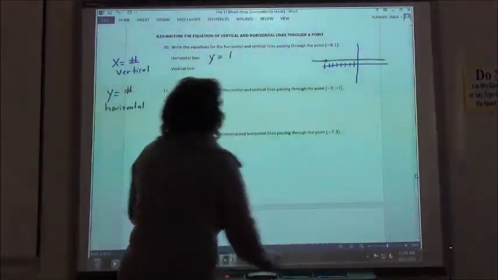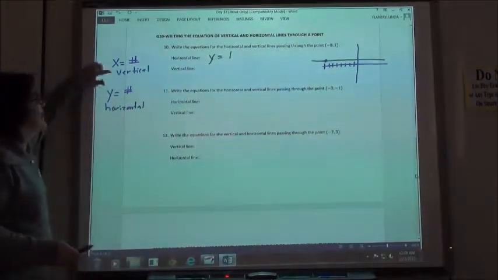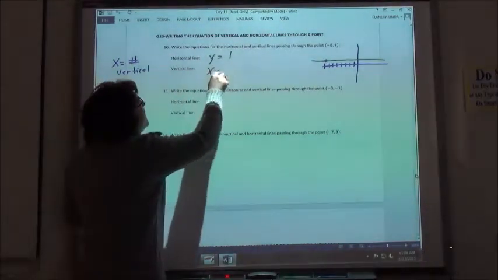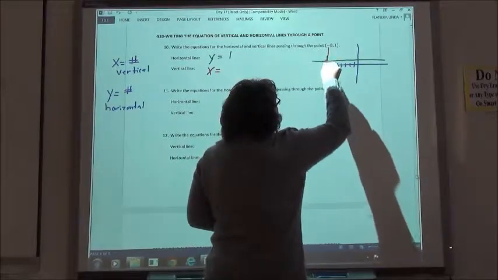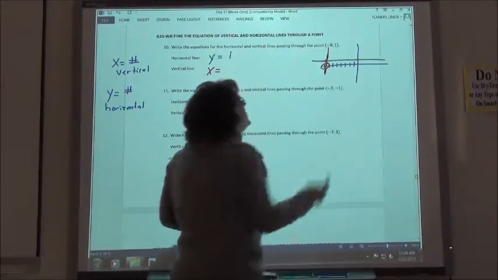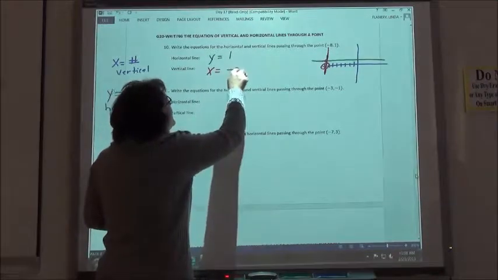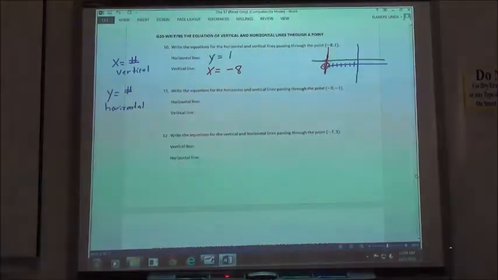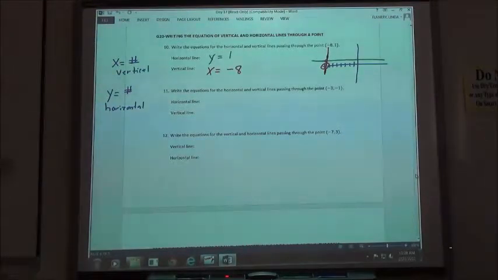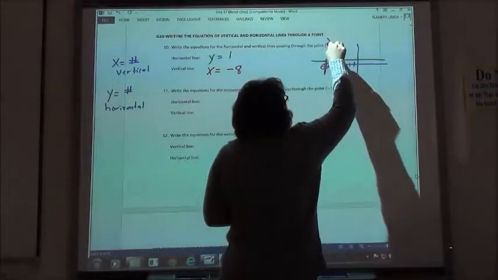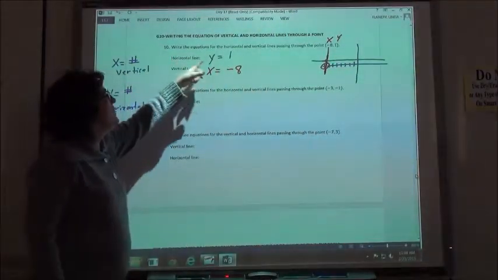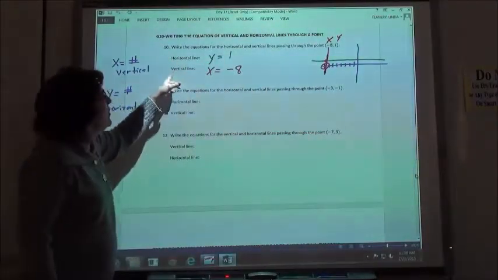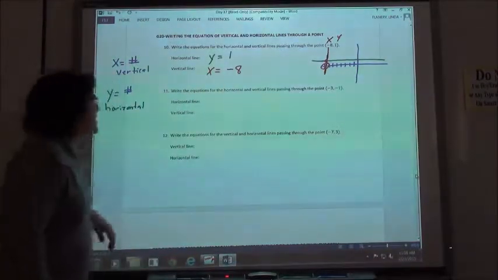If I am going to do the vertical line that touches that point, we know it has to say x equals. It's this line that goes straight up and down, and it would be touching at the x value of that point, which is negative 8. And so really all you have to do is look at your ordered pair. You know this is the x value and this is the y value. The horizontal line, the y value is 1. The vertical line, the x value is negative 8.